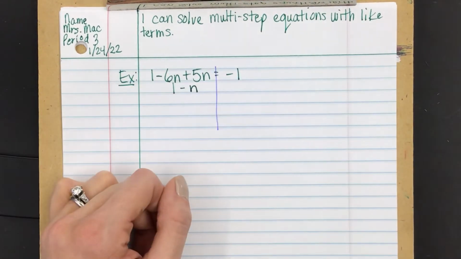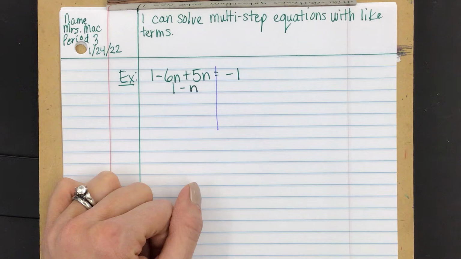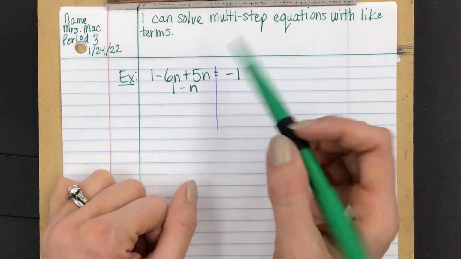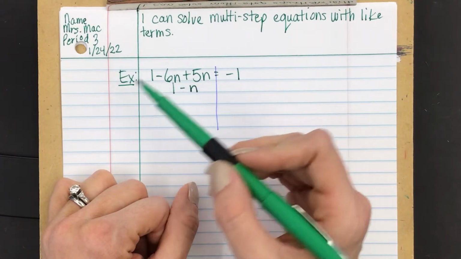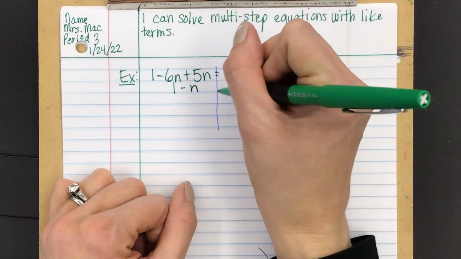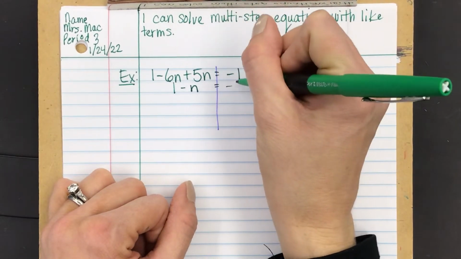Because we assume that if there's just one n there with no number in front of it, that it is 1. Does that make sense? Just don't forget about the sign in front of the number is glued to it. Okay, so make sure that you know that that is negative 6n. And then bring down the rest.